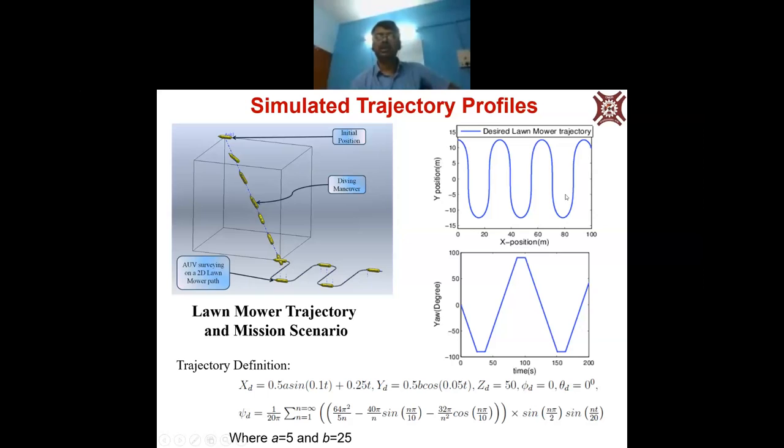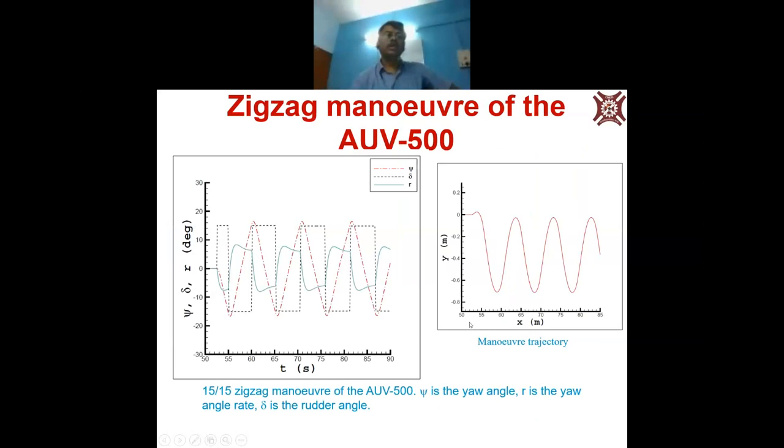So this is the lawnmower trajectory, and while performing the lawnmower trajectory, what is the heading of the AUV has also been plotted here. So this is the zigzag maneuver of the AUV 500 that has been conducted with respect to time. Here psi, delta and r denote: psi is the yaw angle, r is the yaw angle rate, and delta is the rudder angle.